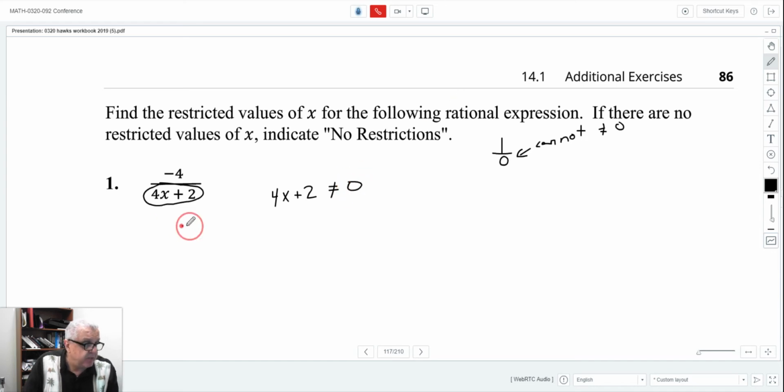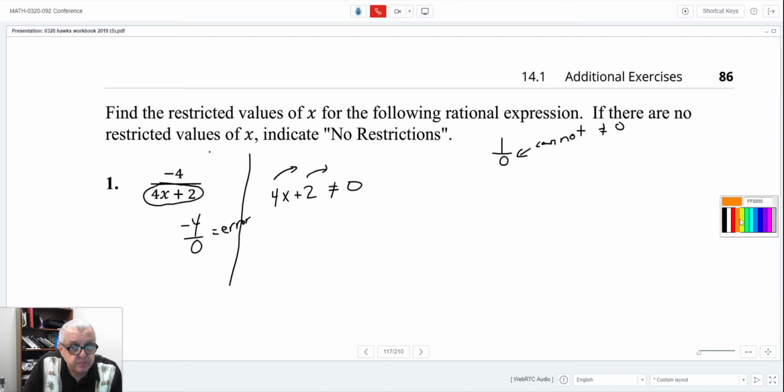Because if it's the bottom, negative 4 divided by 0, if I put negative 4 divided by 0 on my calculator, it says error. It's undefined. You can't divide by 0. So to find out what x cannot equal, what are the restrictions on x, we solve. We have to get the 4 to the other side and the 2 to the other side. The question is, which one do I take over first? You always take the add and subtract to the other side first.